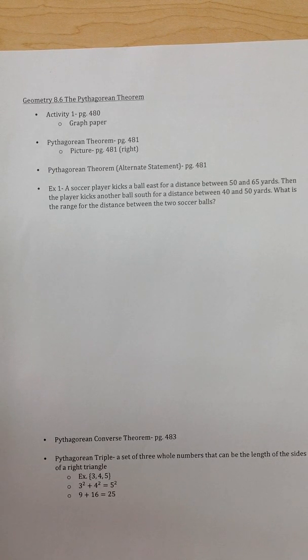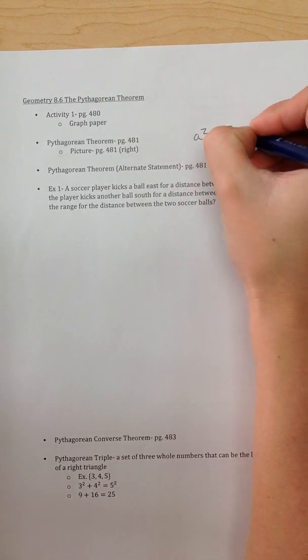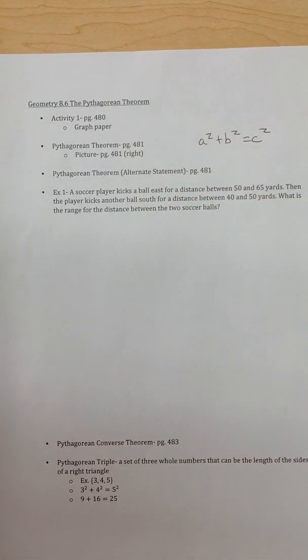It says for the Pythagorean theorem, in any right triangle with legs of length A and B and hypotenuse of length C, we can use the formula A squared plus B squared is equal to C squared. And you may have used that formula in other classes. This formula only works for right triangles. It won't work for just isosceles or scalene or anything like that. It only works for right triangles, okay?